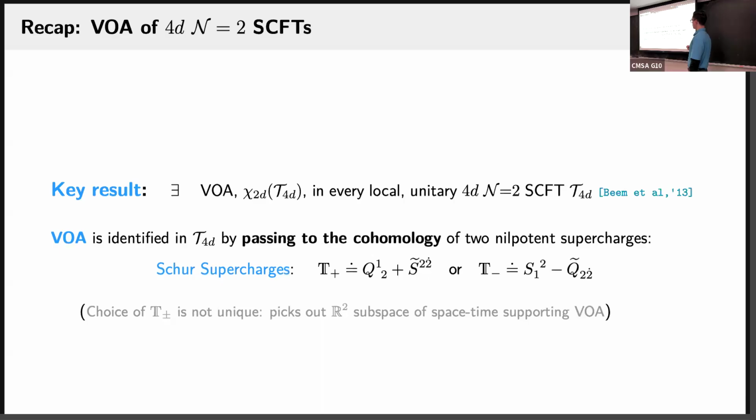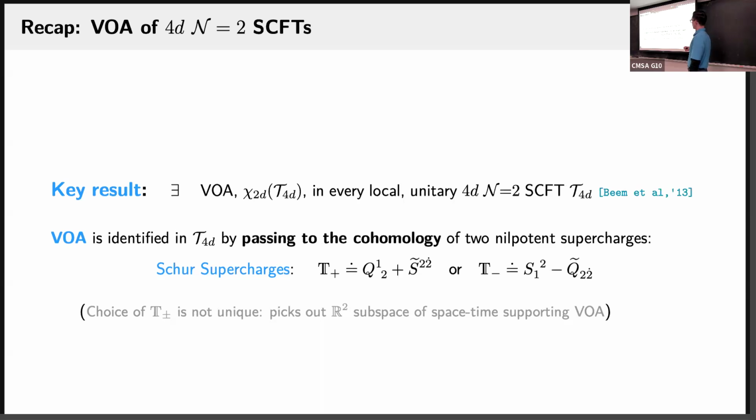And there's two types, which throughout the talk I'll call one of them T plus, one of them T minus. And if you're at all familiar with a common notation for denoting the supercharges in these theories, this is the particular linear combination of supercharges that we end up working with. But the thing to point out is that this choice of T plus minus for these nilpotent supercharges that pick out the VOA is not unique. I've simply made this choice to pick out a particular Euclidean subspace of space-time that supports the VOA.